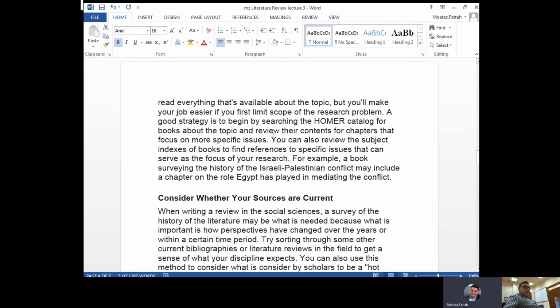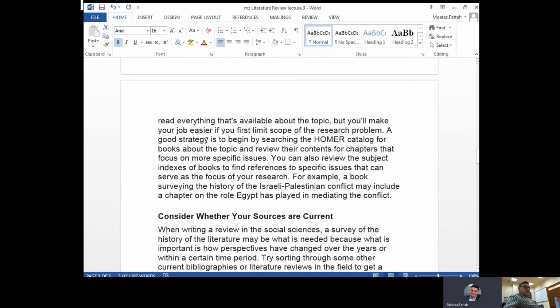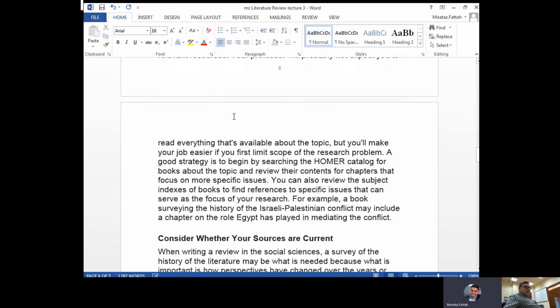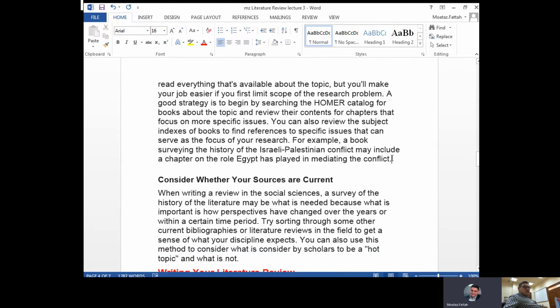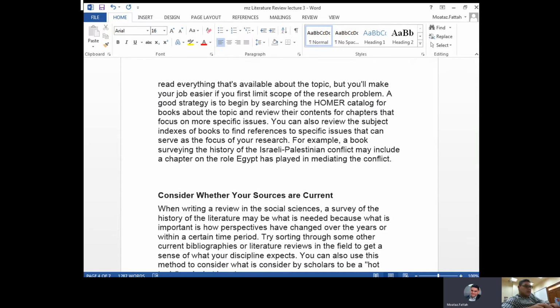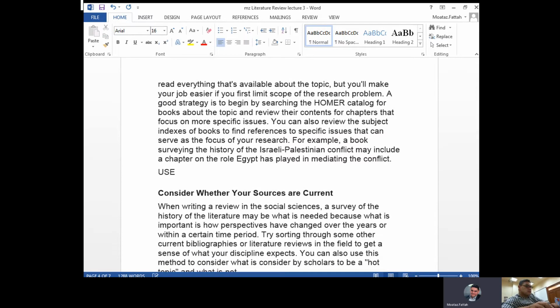How to do that? When you can, of course, search and use keywords as well. I'm going to write here: use keywords for your research engine.